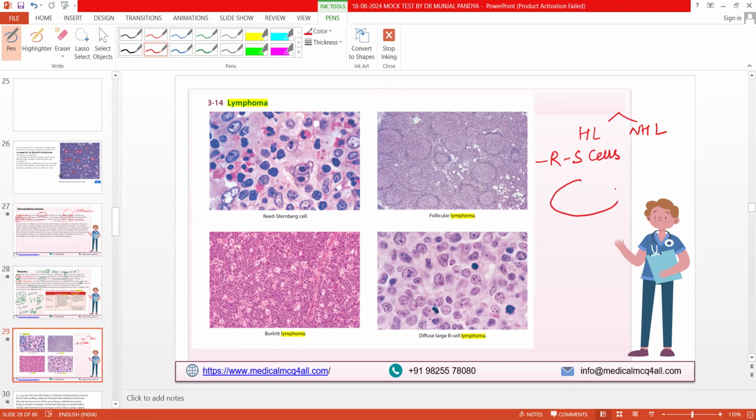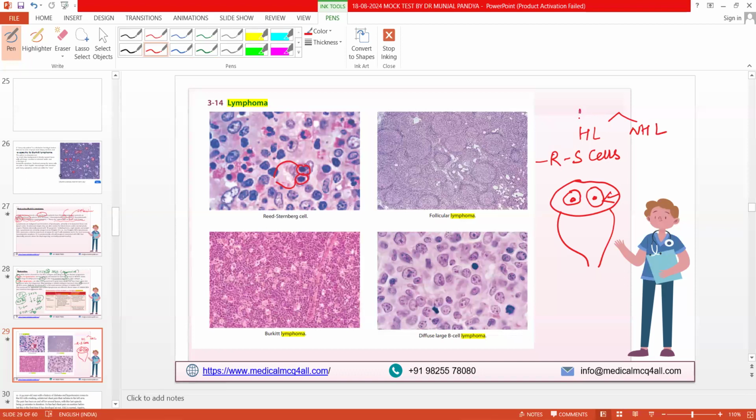If you cut the lymph node, this is a lymph node, you can see owl eyes. Have you seen the owl's eyes? This is the Reed Sternberg cell, RS cell. And this is classical, you see. They are identical, together, right? This is owl eye. That's it, simple, right? So you see the owl eye, right?